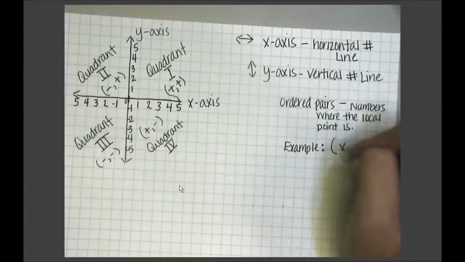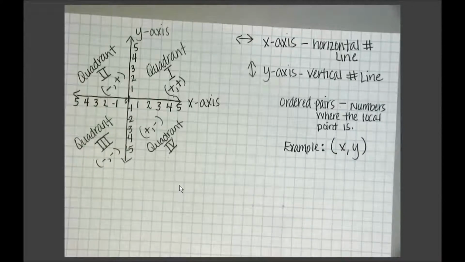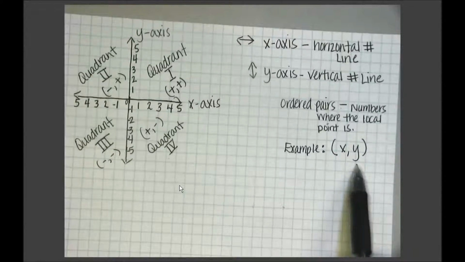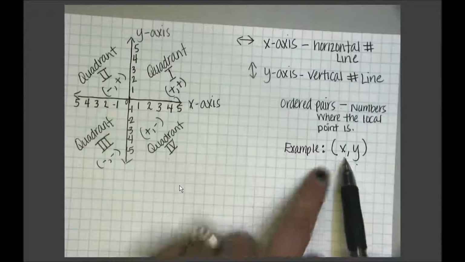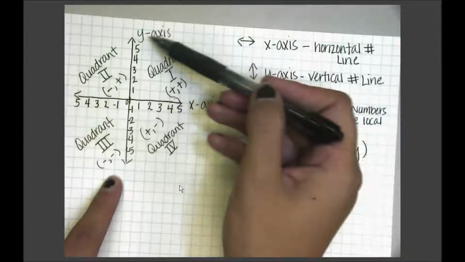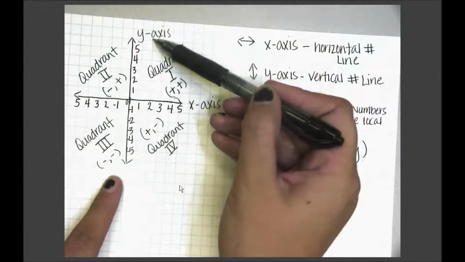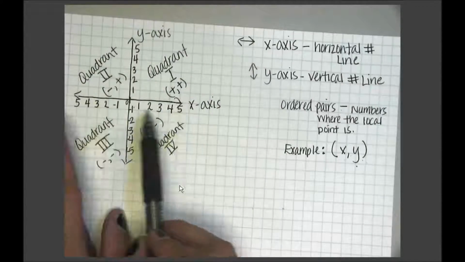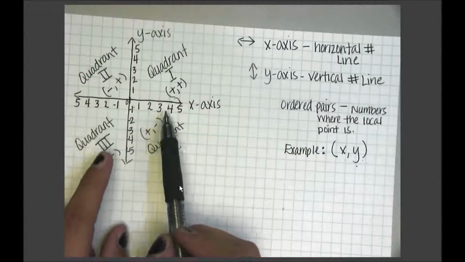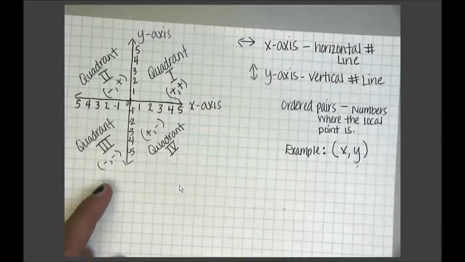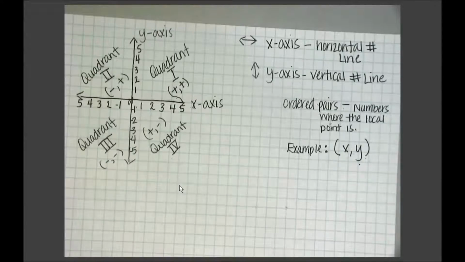This is what your ordered pairs look like. Now, the reason why I have X and Y in here instead of numbers for right now is because I want you to understand that the X is for the X-axis and it always comes first. The Y is for the Y-axis and it comes second. So the first number tells you whether you're going to go to the left or to the right, and the second number will tell you whether you're going up or down, depending on if it's negative or positive. So that's very important to remember.